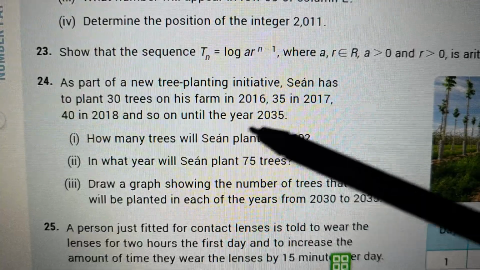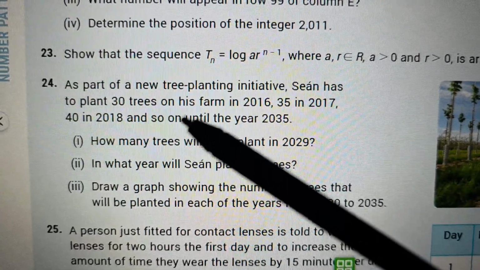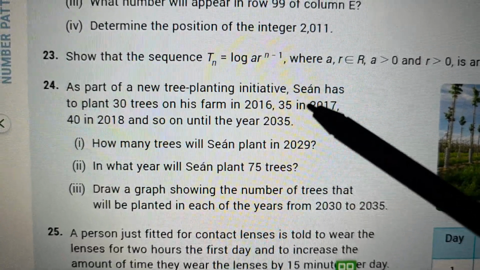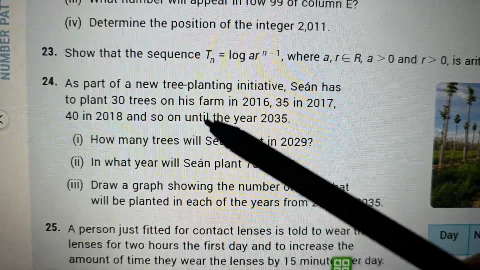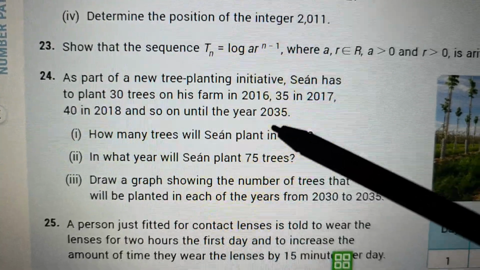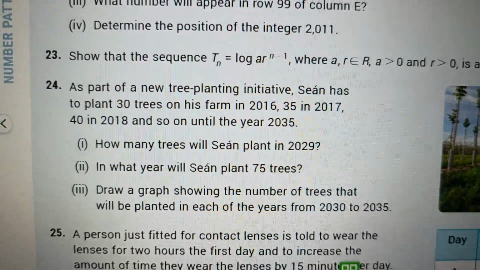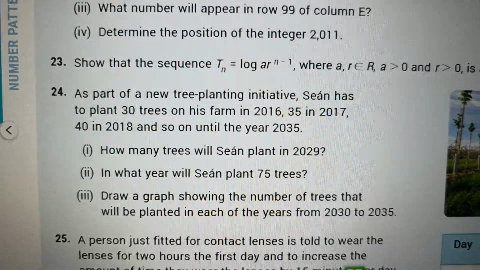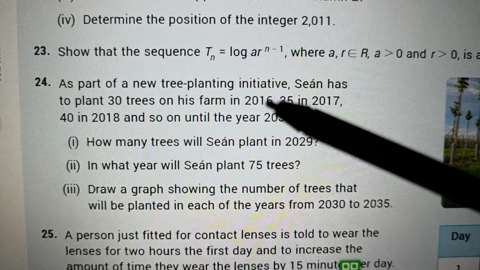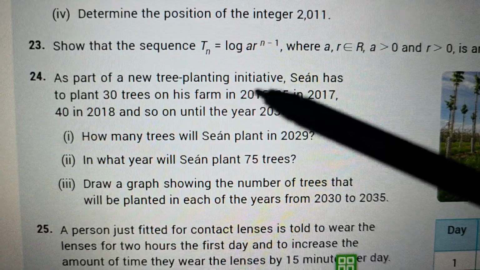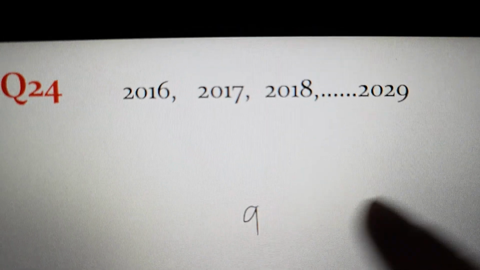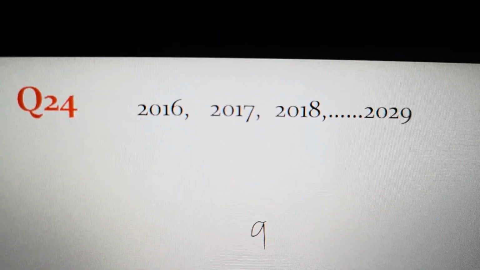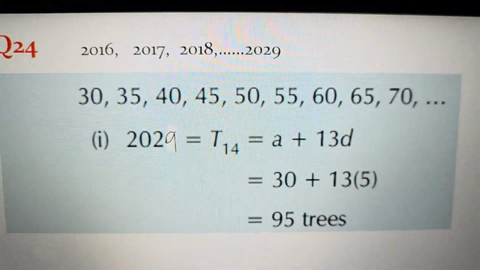Question 24. As part of a new tree planting initiative, Sean has to plant 30 trees on his farm in 2016, then 35 in 2017, 40 in 2018, and so on. So he's planting 5 more every single year up until the year 2035. How many trees will Sean plant in the year 2029? His starting point is 2016, and he's going to plant 30 trees in that year. I just need to go up as far as 2029. Term 1 is 2016. By the time you get to 2029, you're at term 14. So I'm literally just looking for term 14.